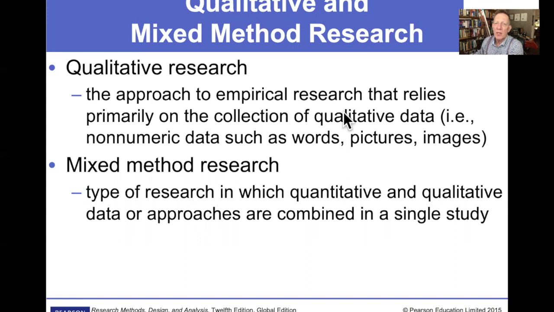All right. Qualitative data, however, are basically non-numeric, such as words, pictures, images. I'm not sure what the difference between pictures and images are, but there you go. Anything that you cannot describe by measuring it. And there are lots of things that we can't measure. Right. Mixed method research is a type of research in which quantitative and qualitative data are combined in a single study.